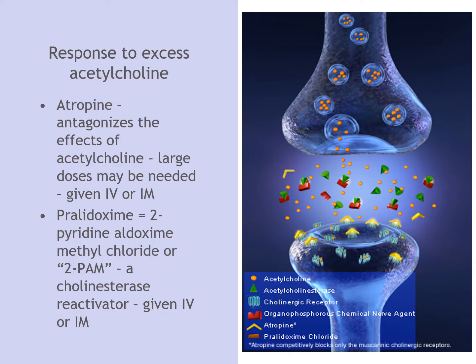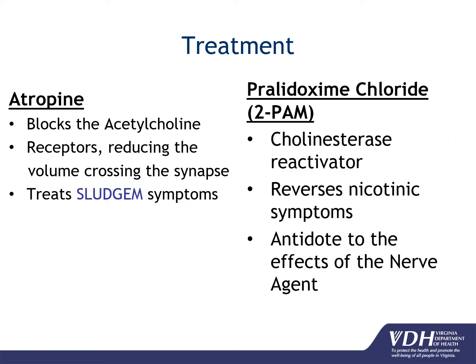For the response to the excess acetylcholine, we use atropine. It antagonizes the effects of the acetylcholine, and large doses are needed, either given IM or IV. And then in addition, 2-PAM is needed as a cholinesterase reactivator. This is also given IV or IM. To treat a patient that has been exposed to a nerve agent, the atropine and 2-PAM are administered. The atropine treats the SLUDGEM symptoms, and then the 2-PAM will actually be an antidote for the effects of the nerve agent.